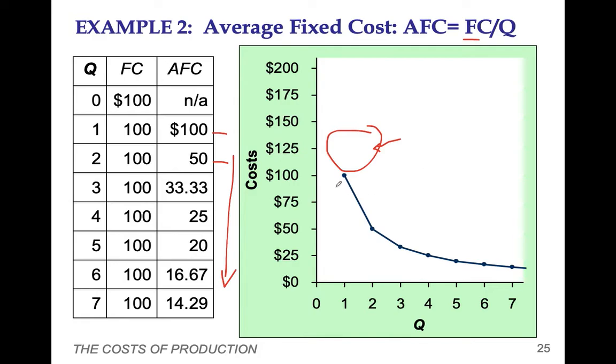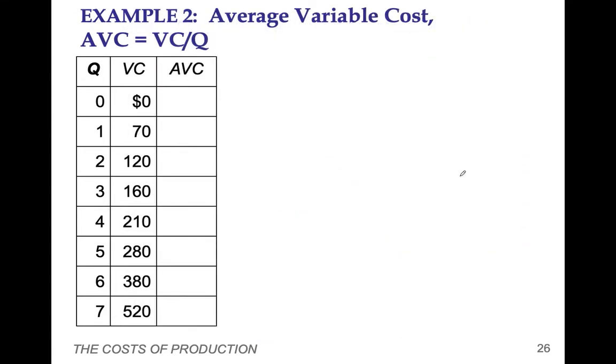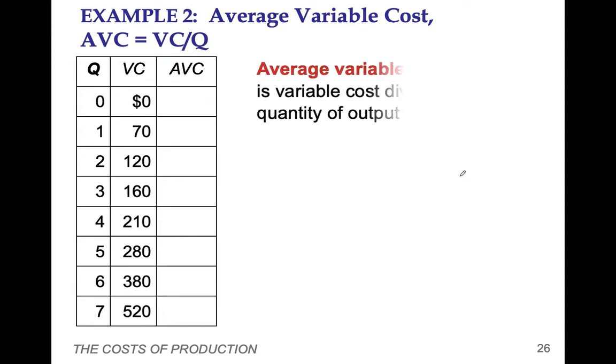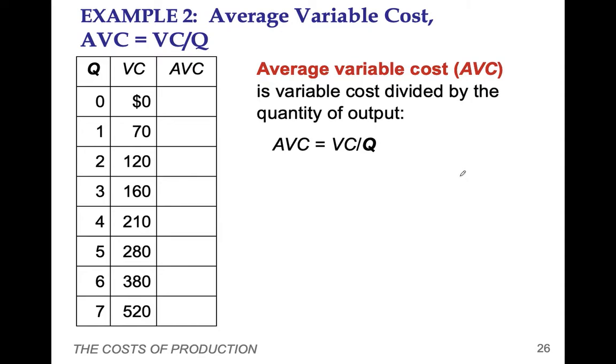So here, if we trace the average fixed cost curve, we see it is a curve that is always going downward. Now the average variable cost has the same definition, but instead of the fixed cost, it is the variable cost divided by the quantity of output. AVC is VC over Q.